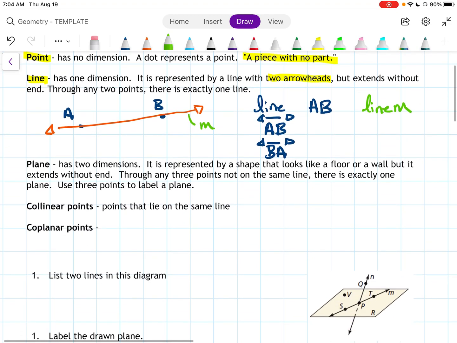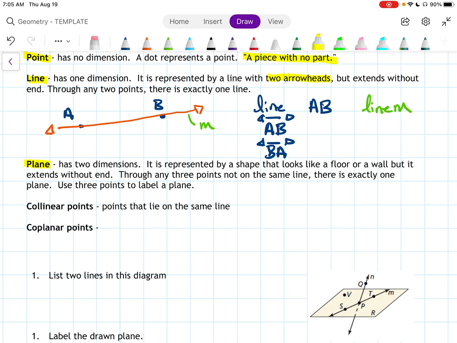Next up, we have a plane. A plane has 2 dimensions, right? Think about a piece of paper. A piece of paper is a good way to think about a plane. A plane has 2 dimensions. It is represented by a shape that looks like a floor or a wall, but it extends without end. Through any 3 points not on the same line, there's exactly one plane. And you use 3 points to label a plane.